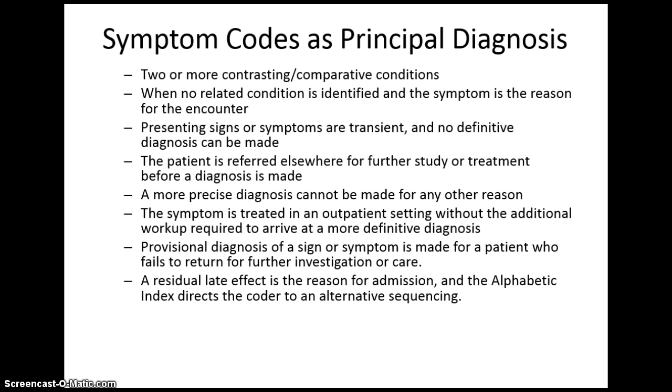Outpatient encounters ordinarily do not permit the type of study that results in an established diagnosis, and treatment is often directed at relieving the symptoms rather than treating the underlying condition. The highest level of certainty is reported as the reason for encounter for outpatients. This often means that a symptom code is assigned as the reason for encounter.